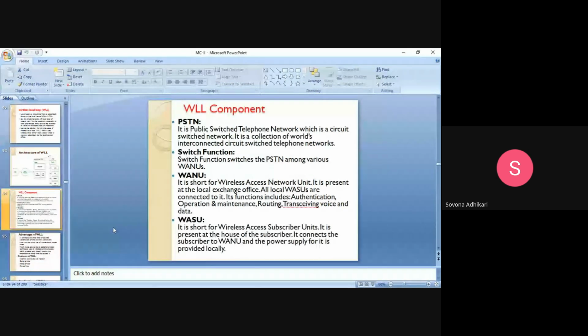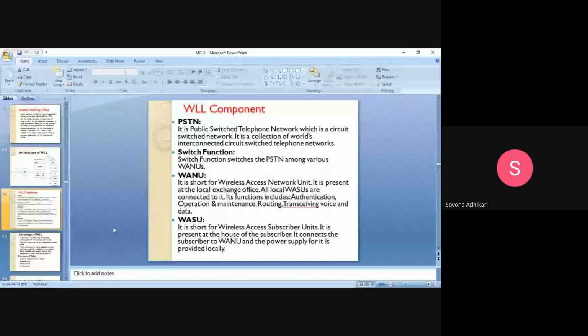Operation and maintenance: if the data is slow or the traffic is jammed, it also takes care of the maintenance and operation. Routing: as I told, if the traffic is jammed, it may change the direction. If other directions are there, it may change the direction of the data flow. Transmitting voice and data: it is also responsible for sending voice and data.